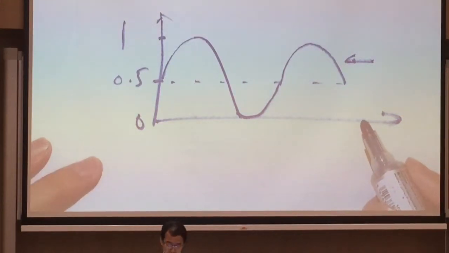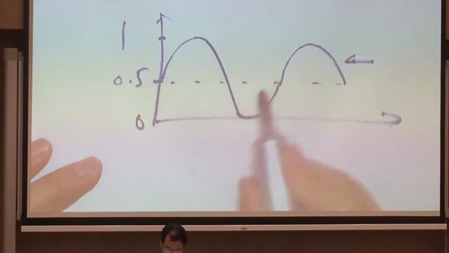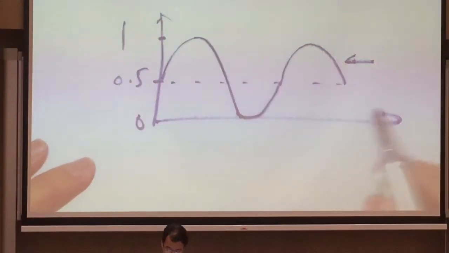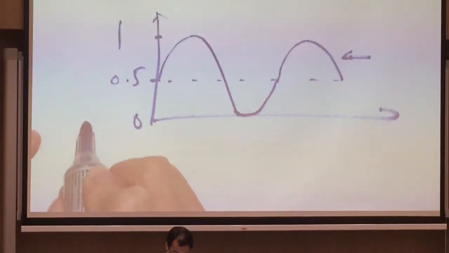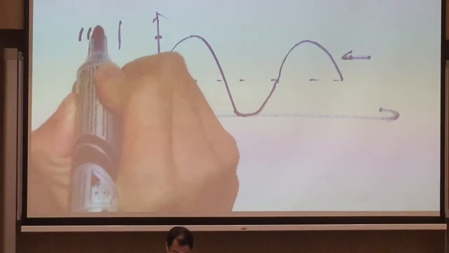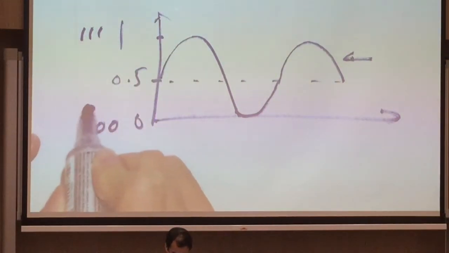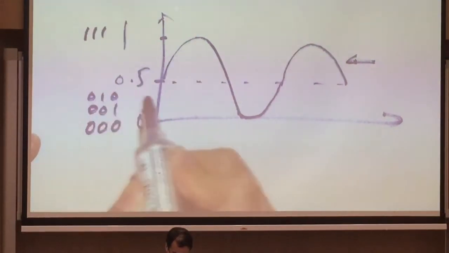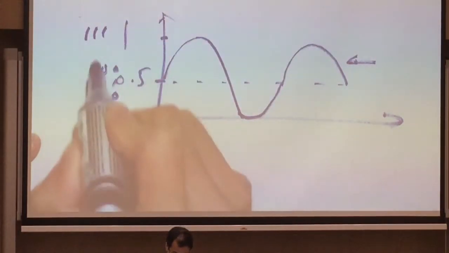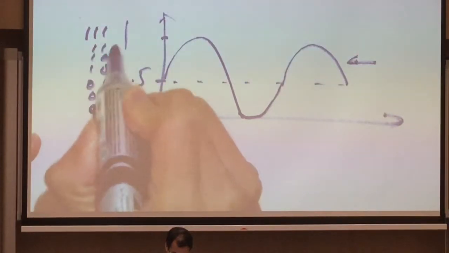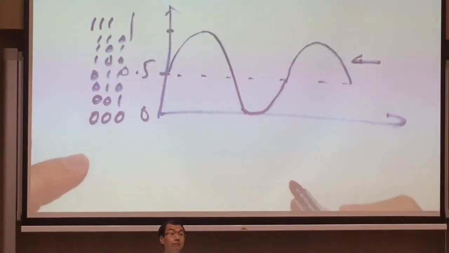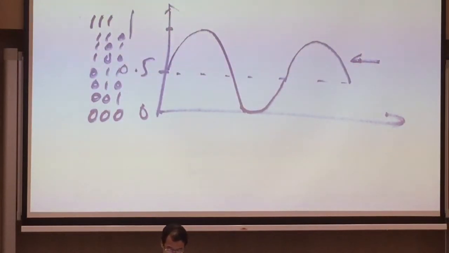If you want to represent your sinusoidal input using 3 bits, that means your data can only be from 000 to 111. Then you have 001, 010, 011, 100, 101, 110, and 111. How many levels? Only 8 levels in between.